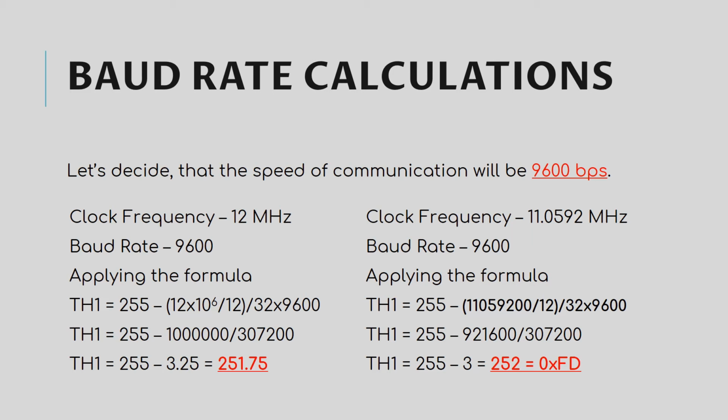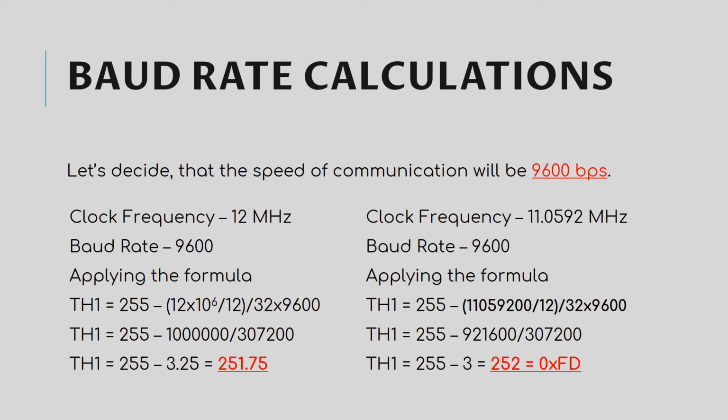It will be very difficult to store that particular number. We can only store 251, but there will be some errors. That's why there is a particular crystal oscillator available in the market. This is 11.0592 megahertz. 255 minus 11.059200, converted into hertz, divided by 12, divided by 32 into 9600. What we are getting is a whole number. 255 minus 3 without fraction, 252. That means in hex it will be FD.